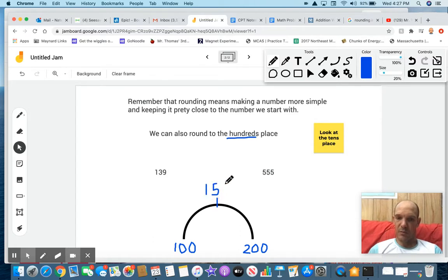And just like before, we're going to think of where 139 would be. 139 is a little bit less than 150, so that would kind of go here. So that's where 139 would kind of go on our rounding hill. And that ball always rolls downhill. So 139, if we're rounding to the hundreds place, we're going to say would round to 100. I've got one more example to do. I'm going to clear that page.